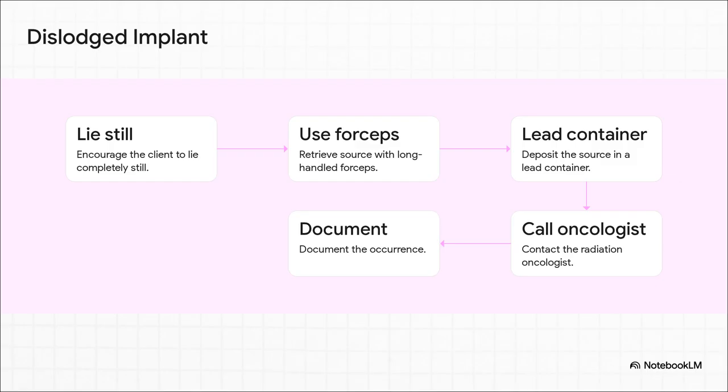Step 1, command the client to lie perfectly still to stop the source from moving anywhere else. Step 2, never, ever use your bare hands to touch it. You grab long-handled forceps to carefully retrieve it. Step 3, drop that source directly into the heavy lead container that should already be pre-positioned in the room just for this reason. Step 4, get the radiation oncologist on the phone immediately for next steps. And finally, Step 5, thoroughly document exactly what happened. Memorizing this specific sequence? It is absolutely vital to preventing a catastrophic exposure event.